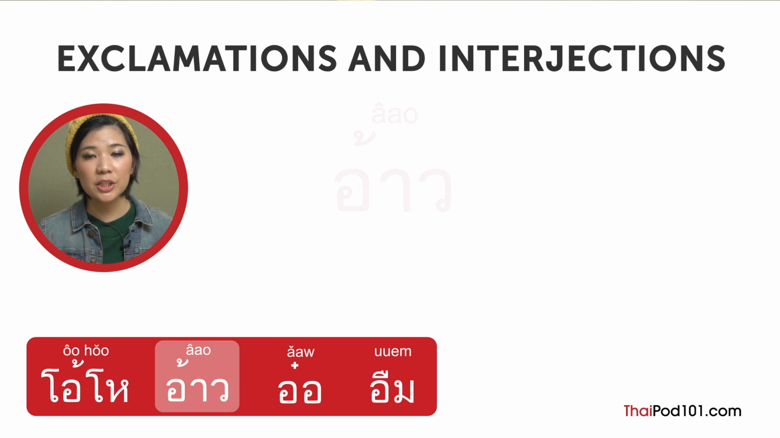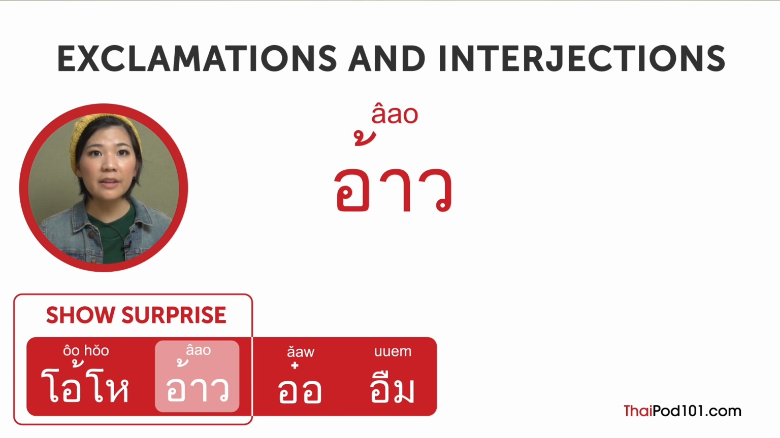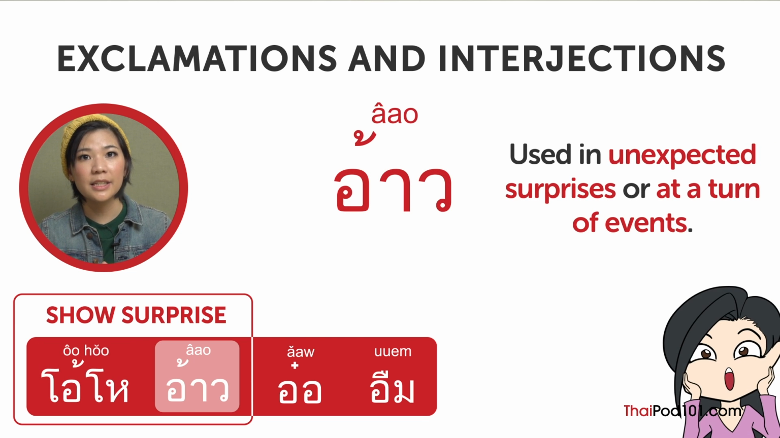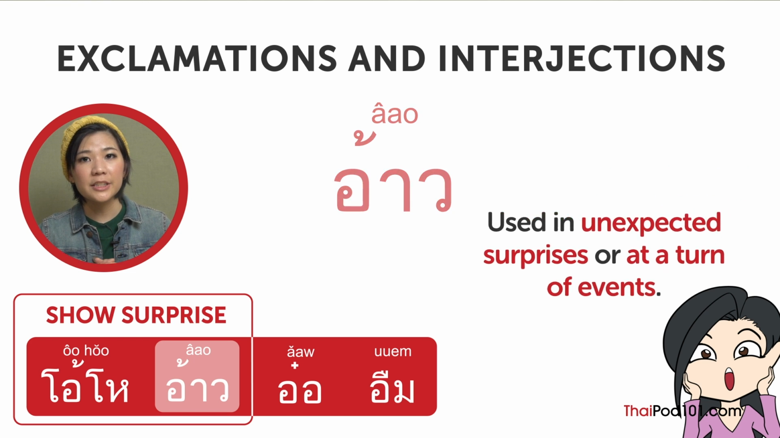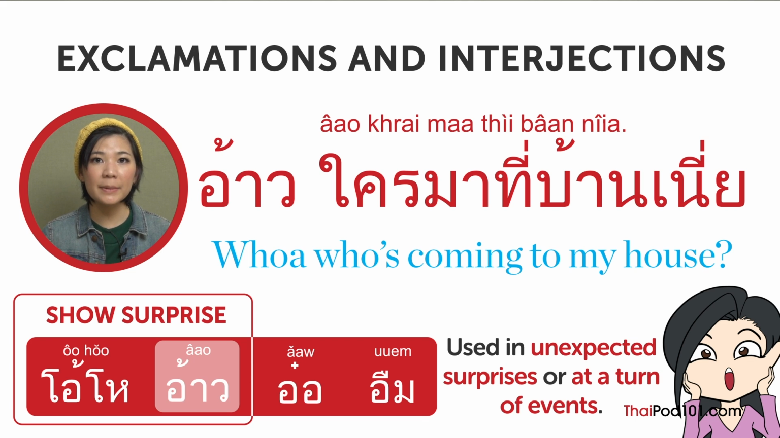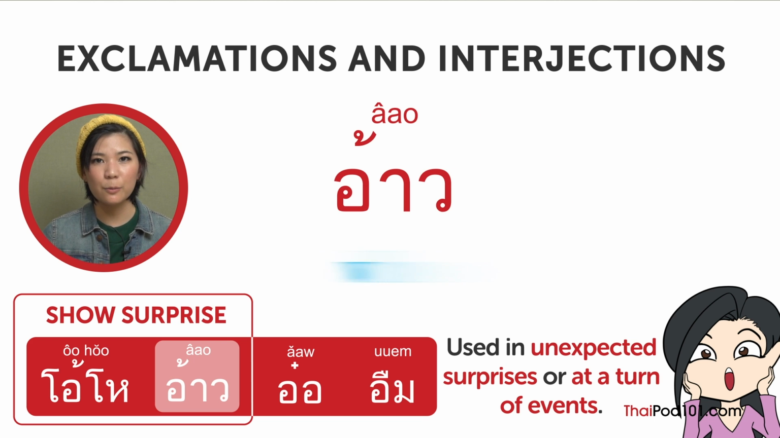The next exclamation is อ้าว. This also shows surprise, but with a different meaning as compared to โอ้โห. อ้าว is used in unexpected surprises or at a turn of event. For example, อ้าว ใครมาที่บ้านเนี่ย, Wow, who's coming to my house? You might use this term on a Sunday when you hope to stay home with no disturbances from anyone and someone unexpectedly rings your doorbell. The most similar meaning to English is wow.